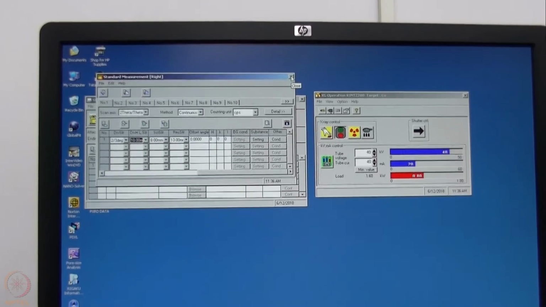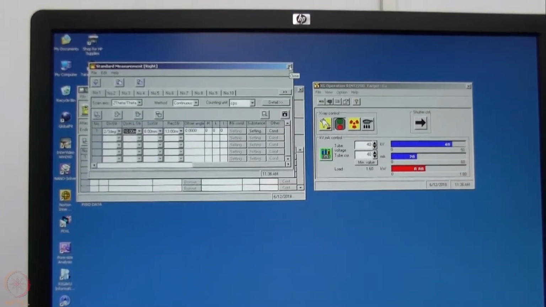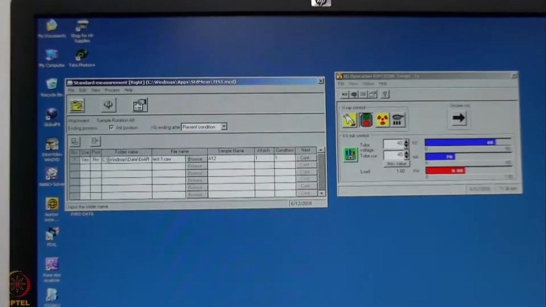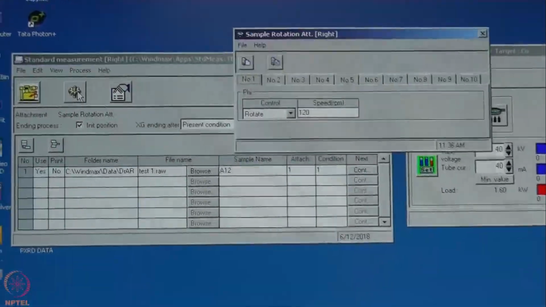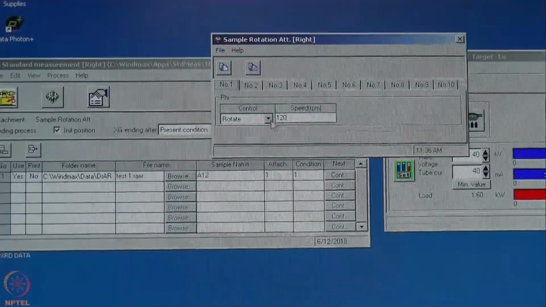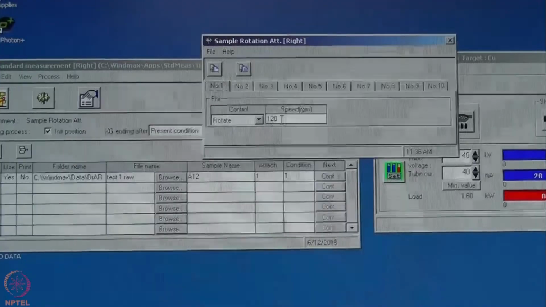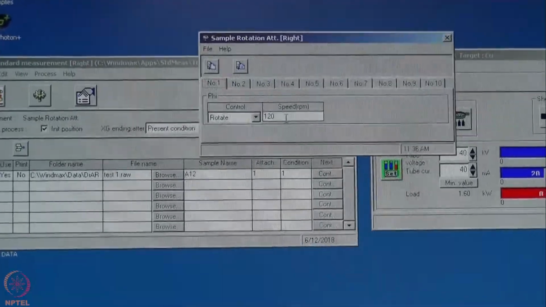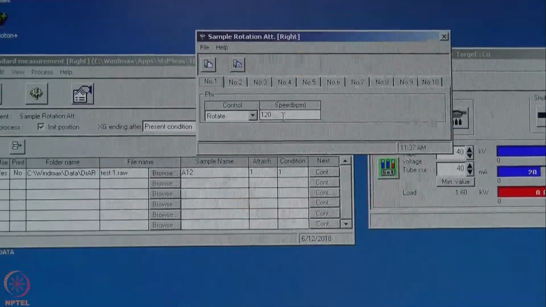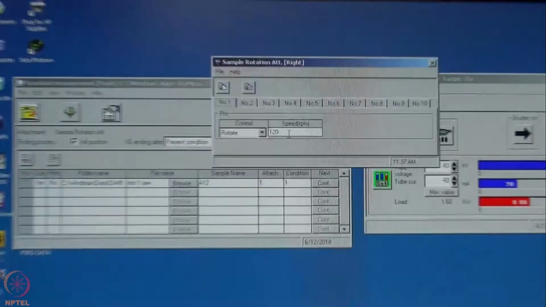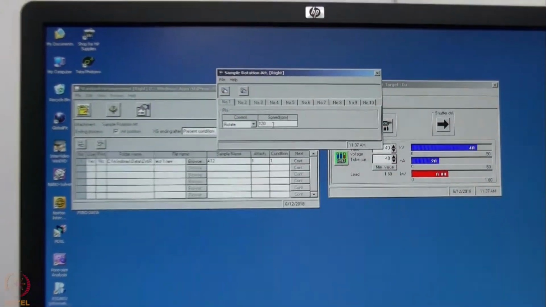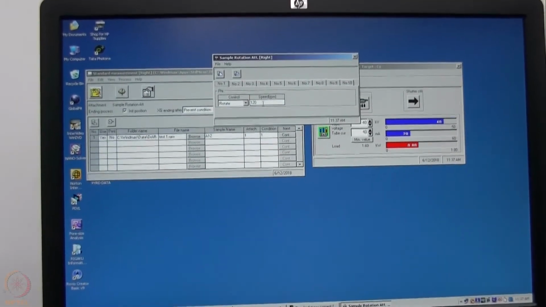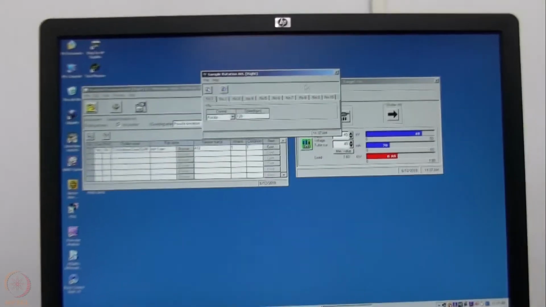So this is the window where we set up the data collection strategy, and from here we ascertain that the sample will be rotated at 120 rpm during the data collection. That means the sample will rotate in a horizontal direction at 120 rpm during the entire span of data collection.